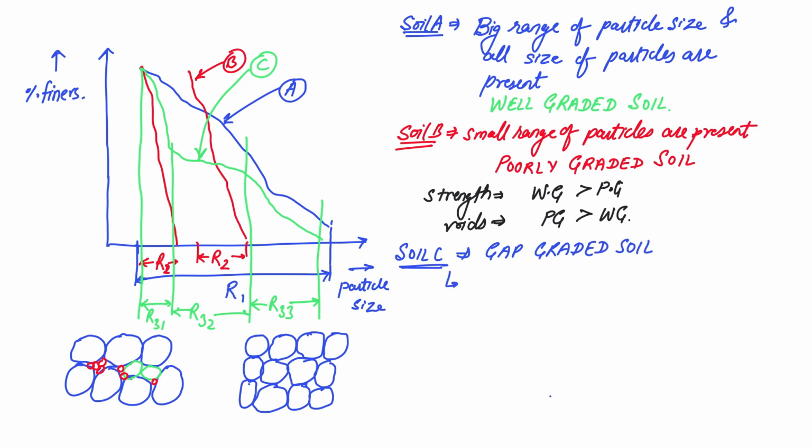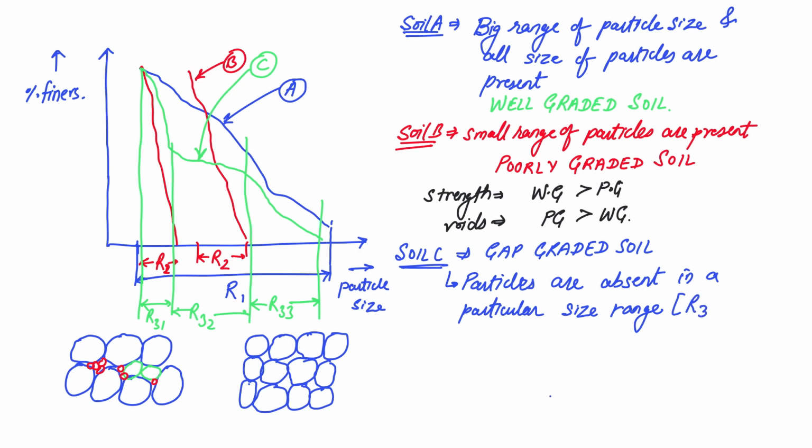Why? Because particles are absent in a particular size range. In this example that I have plotted, the size range in which solids are absent is R32. Whereas in the R31 range solids are present, and in R33 solids are present, because the percentage finer is changing. Fine.